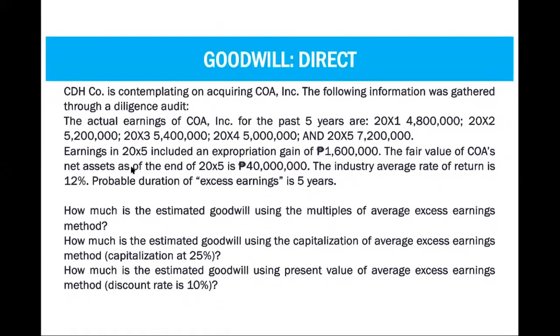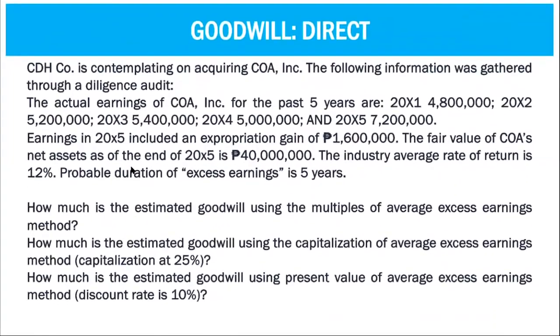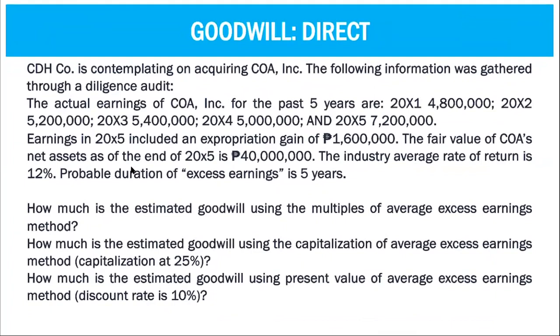Hence, we go to this particular example on goodwill. So CDH company is contemplating on acquiring COA. The following information was gathered. The actual earnings of COA for the past 5 years are 4.8 million, 5.2 million, 5.4 million, 5 million, and 7.2 million. Earnings in 2000X5 included an expropriation gain of 1.6. The fair value of COA's net assets at the end of 2000X5 is 40 million.